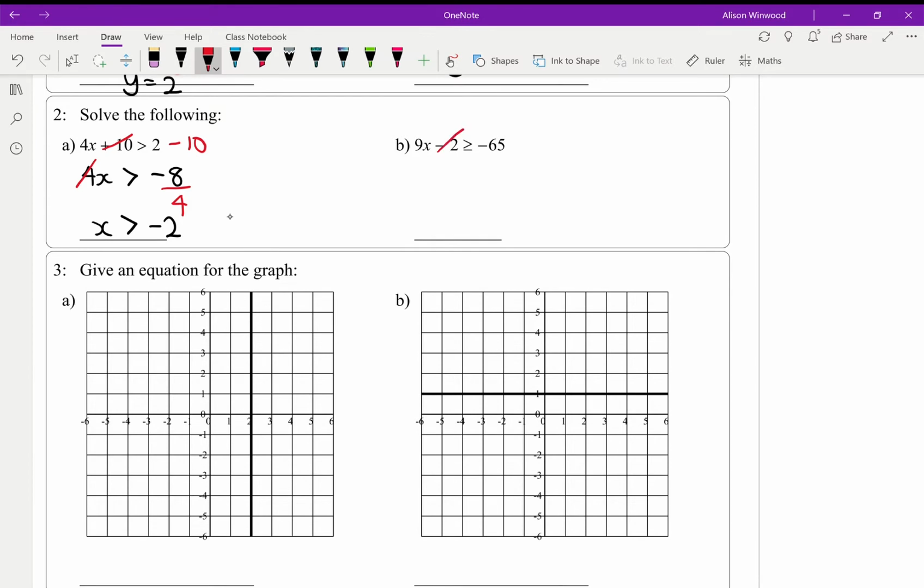Opposite of subtract 2 is to add 2. So we have 9x, inequality sign, negative 63. Opposite of multiply is divide, so we get x, inequality sign, negative 7.